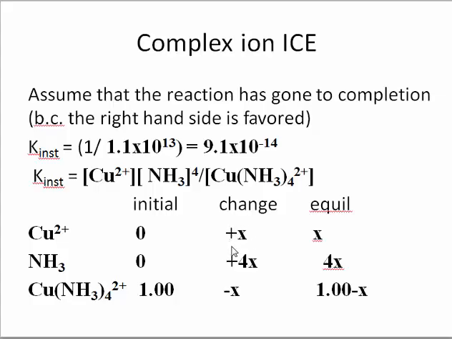Changes in concentration will be X and 4X for copper and free ammonia, while the concentration of the complex decreases by X until equilibrium is achieved. Equilibrium concentrations are then X, 4X, and 1 minus X for the 3 species. We will treat 1 minus X as 1 to solve for the concentrations.